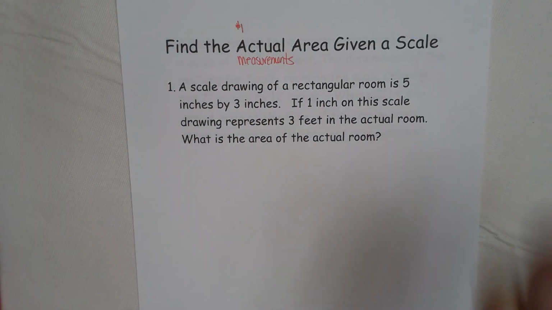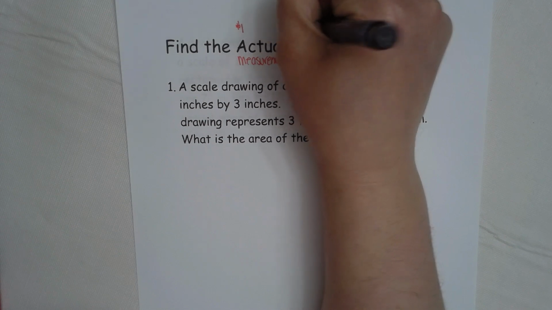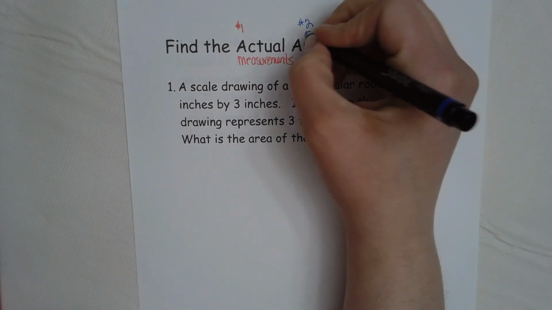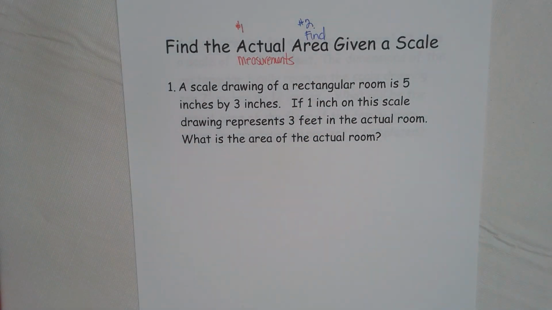And then the second thing you need to do is find the area. So you're going to take your model, find the actual dimensions, the length and the width, and then take those actual measurements and find the area. Okay, so I've got a couple of examples for you to try along with me.